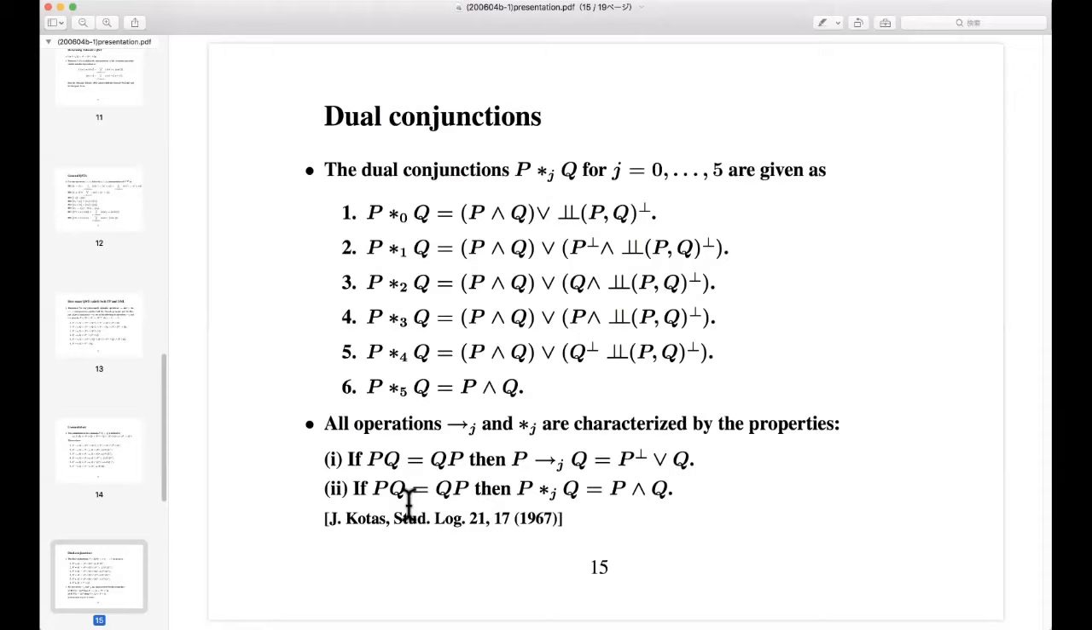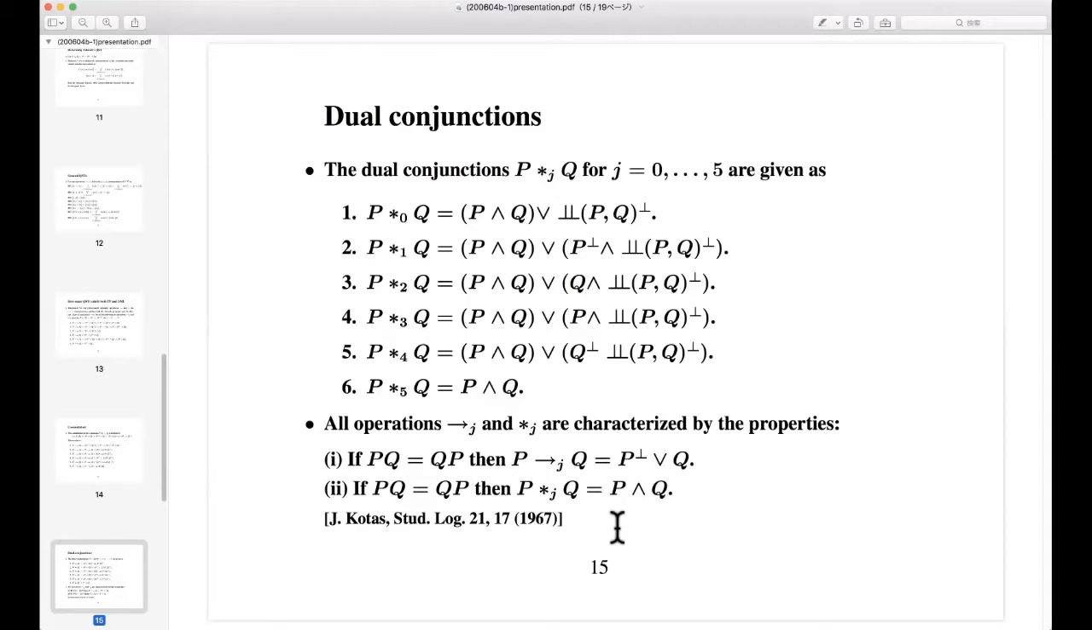And also, star_j operations satisfy the following property for commuting elements: the star_j operation is equal to the AND operation. And all the polynomially definable operations satisfying this condition are just the six star operations. All of these were found by Kotas in 1967. And we apply this work of Kotas to consider the transfer principle and De Morgan's laws. And we found that the transfer principle is satisfied for all these Kotas implications and the Kotas star operations.